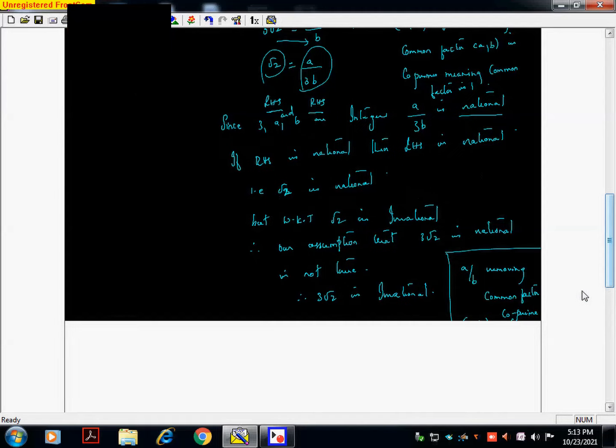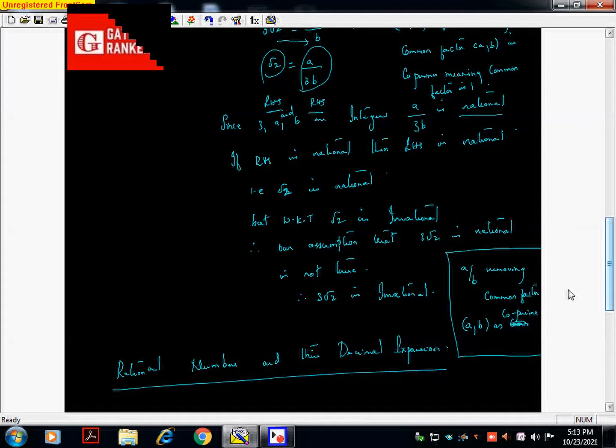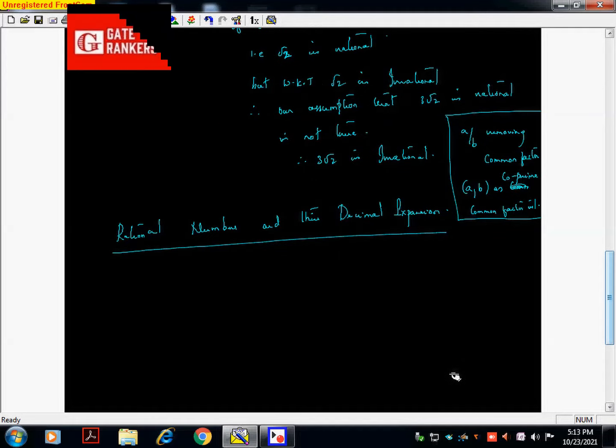Here one thing you should remember, when I tell a by b, I am removing that common factor, if it is there, and I am telling that a by b or a comma b, you can tell both, are co-primes, means common factor is 1, no other common factor is involved here. So if you know this, any student can do any number of problems based on this.